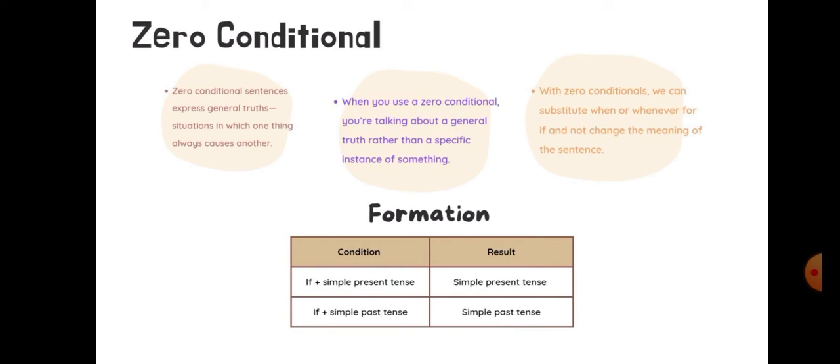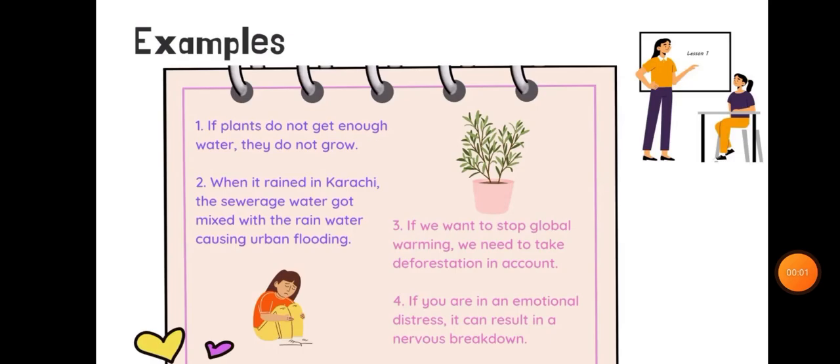The formation is as follows. In the conditional clause, we are going to use if and then the simple present tense. And in the result clause, we are going to use the simple present tense. Similarly, we can use the simple past tense in the conditional clause, and in the result clause, we are going to use the simple past tense. Here are the examples of zero conditional sentences.